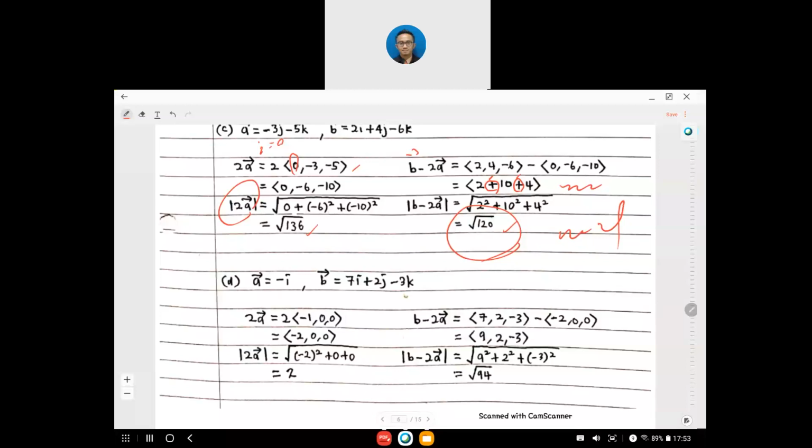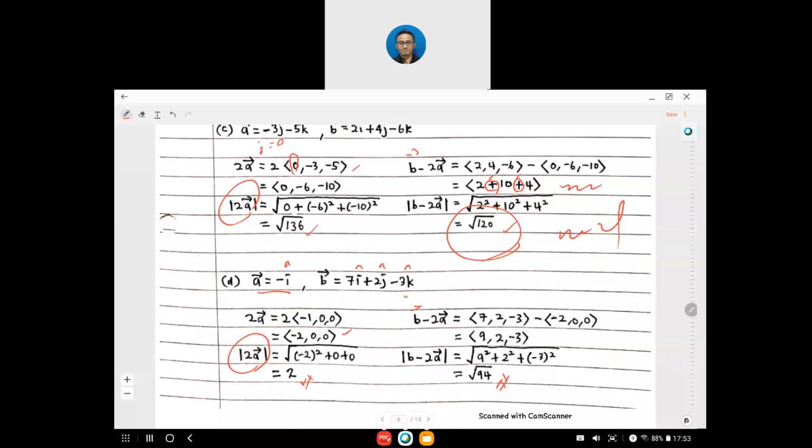Okay, D. Vector A equals negative I, and vector B equals 7I, 2J minus 3K. So you can get vector 2A equals 2 times negative 1, 0, 0. So you can get negative 2, 0, 0, whereby magnitude 2A, you can get 2. Okay, and then also the same thing for vector B minus 2A, you can get square root 94.